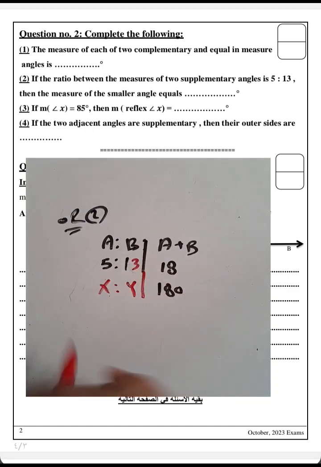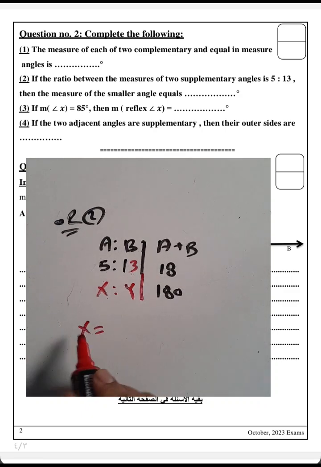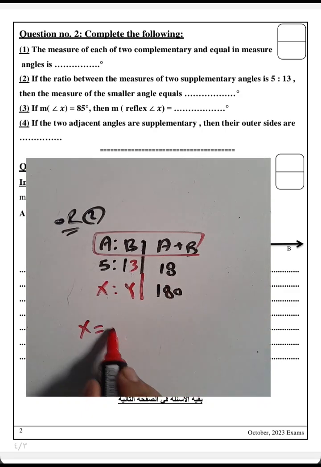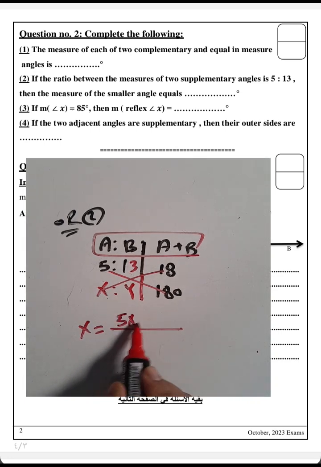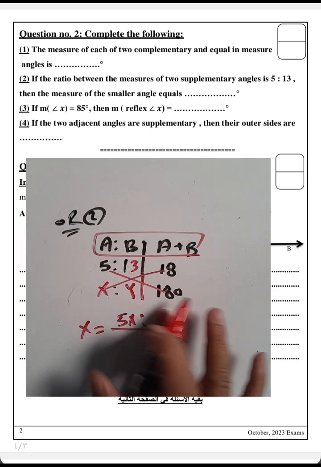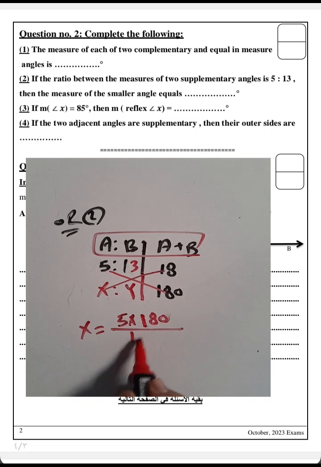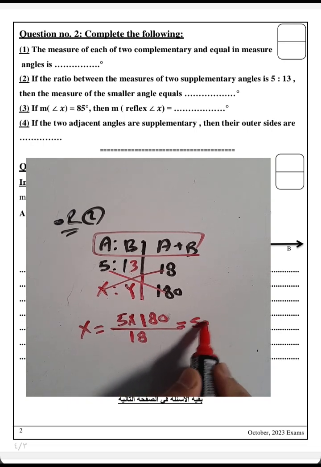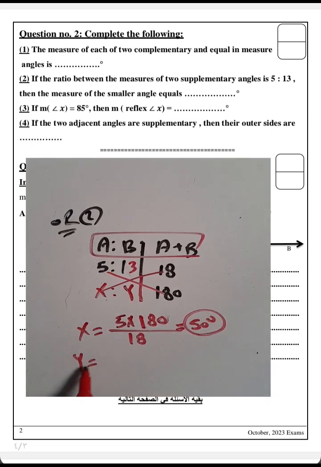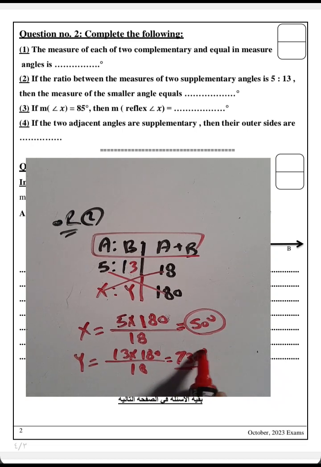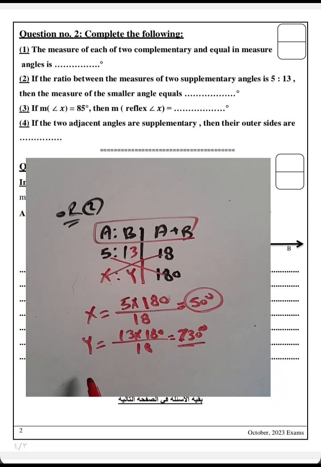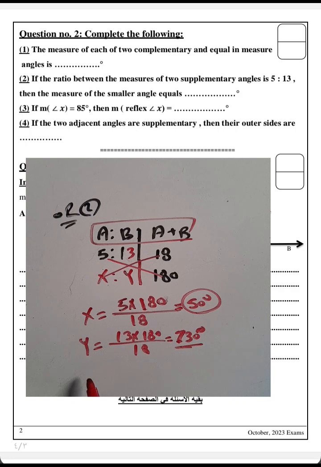Then x refers to the measure of angle A, it will be 5 times 180 divided by 18, it will be 50 degrees. And y, it will be 13 times 180 divided by 18, it will be 130 degrees. Okay, he wants to find the smaller angle, it will be 50 degrees.